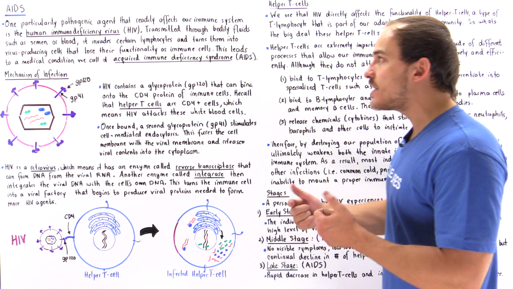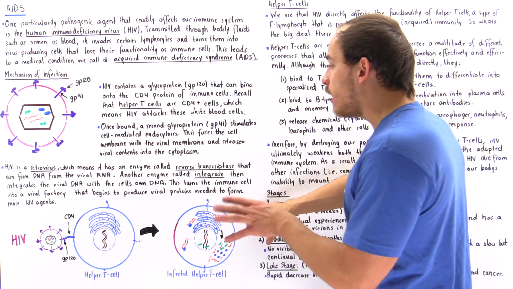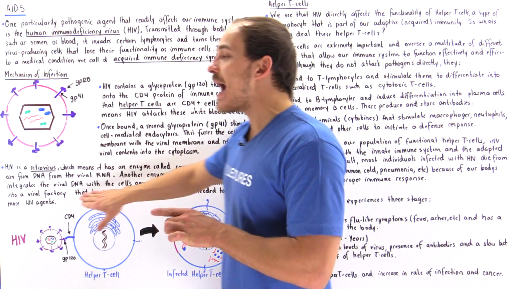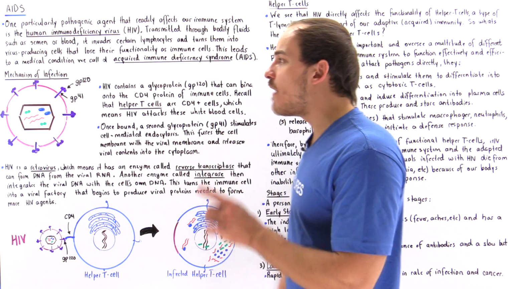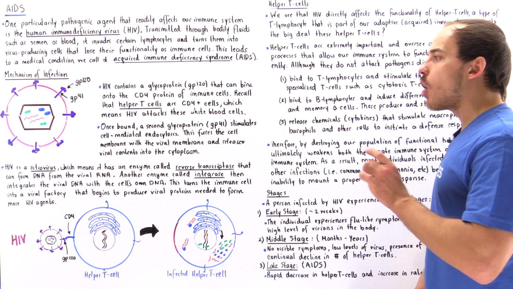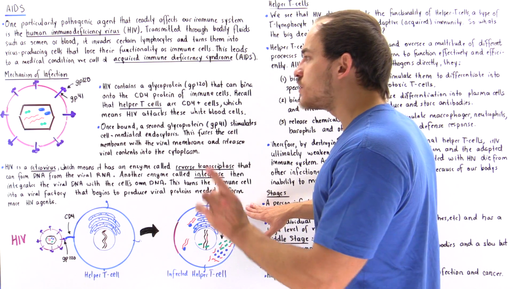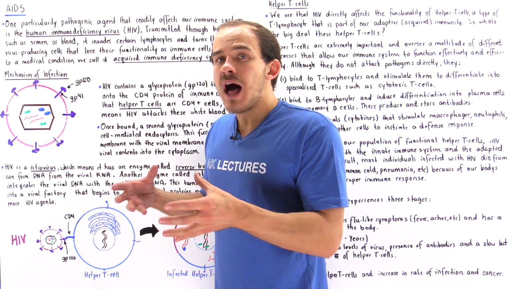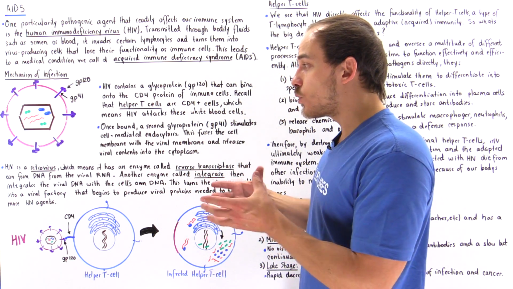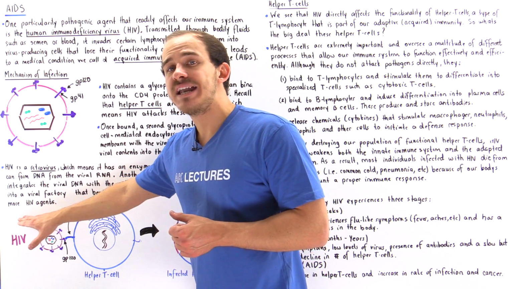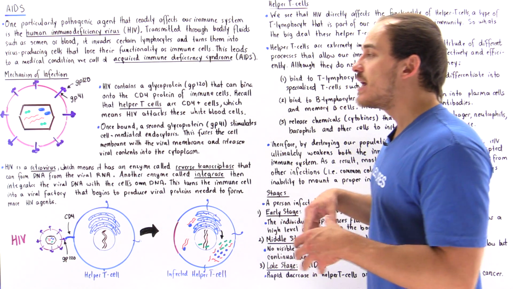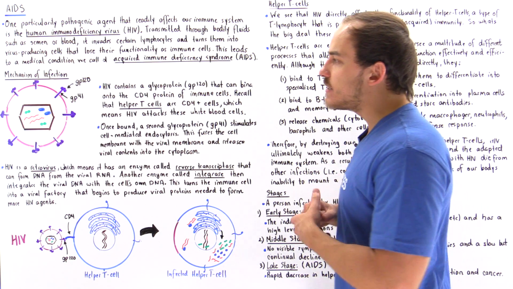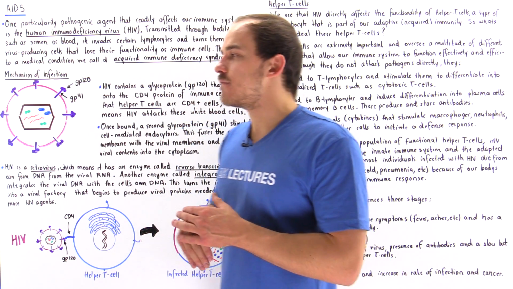And in this manner, we transform our helper T cell into a factory that produces viral proteins and viral RNA molecules that ultimately cause the cell to lyse. And when it lyses, when it breaks open, it releases many HIV agents that go on to essentially infect other helper T cells of our body.